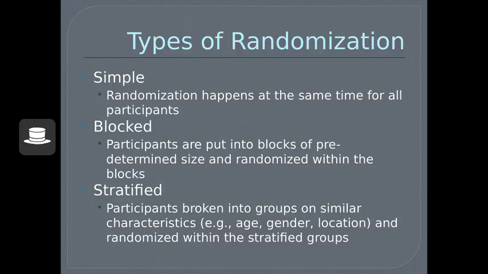And then the final type of randomization is stratified, and that's when participants are broken into groups on some type of characteristic and then randomized within those stratified groups. And so you might see that done with age groups or gender, maybe the location. So if they're at different sites, you might randomize at the different sites to make sure you have equal numbers from each site randomized. And that's pretty common to see as well.